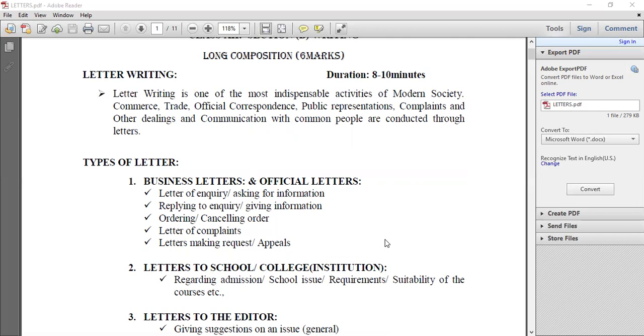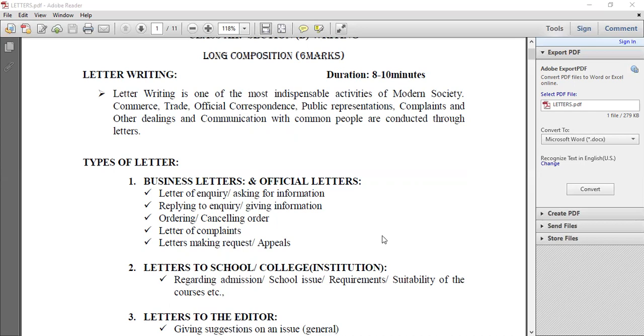Under the title business letters or official letters, we have letters of inquiry, or asking for information, replying to inquiry, giving information, ordering or cancelling the order. Then letters of complaints, where we are complaining, or letters making requests or appeals. These things will come under the title business letters or official letters.